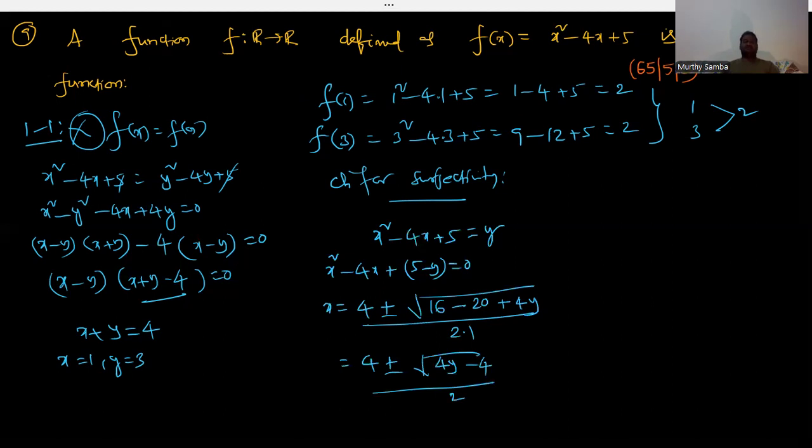If you take 4 common out, then 4 into y minus 1, so y minus 1 should be greater than or equal to 0, y greater than or equal to 1. y greater than or equal to 1 means what? The y values belong to the closed interval 1 to infinity, which means it will not give values below 1. So this is not exactly the same as the real number system. Therefore, it is not an onto function. Therefore, it is neither one-to-one nor onto, right?